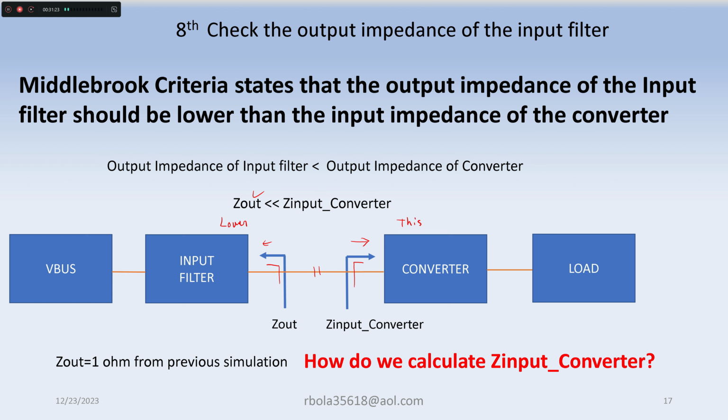So from the previous simulation, we saw that Z out is approximately 1 ohm. Now we haven't measured this, and typically you would want to calculate. So that's the next thing that we'll do. We'll show how to do that.